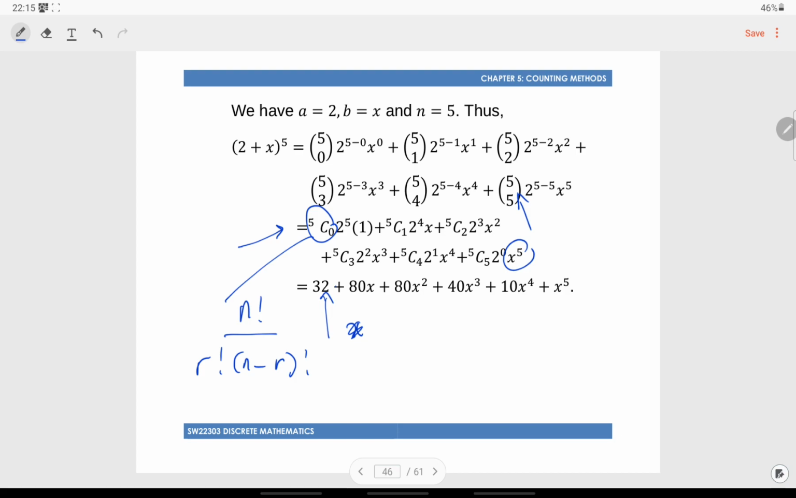So for the rest, we have x to the power of 1, x to the power of 2, x cubed, x to the power of 4, and x to the power of 5 as the highest power. Okay, so this is the expansion.